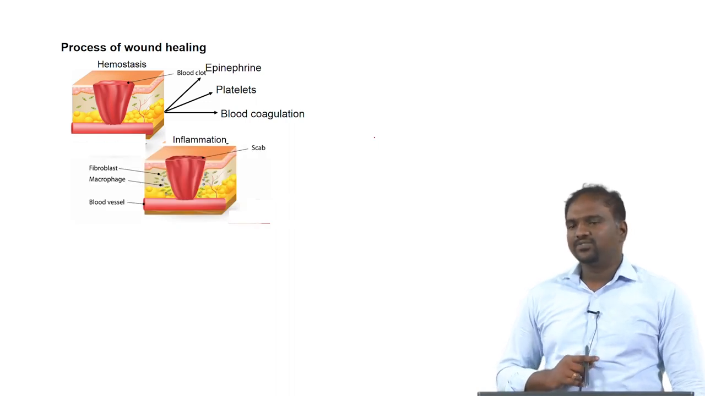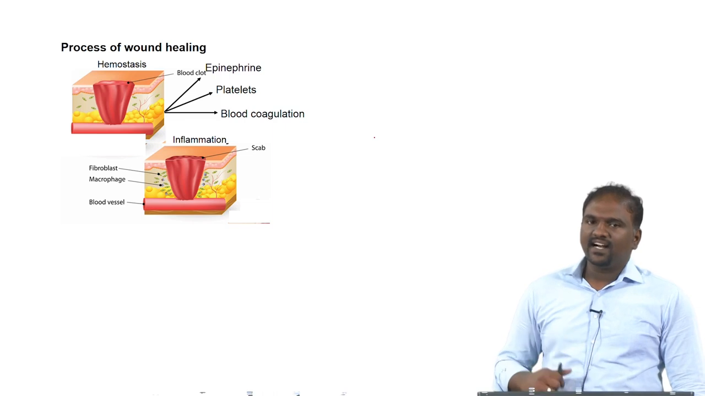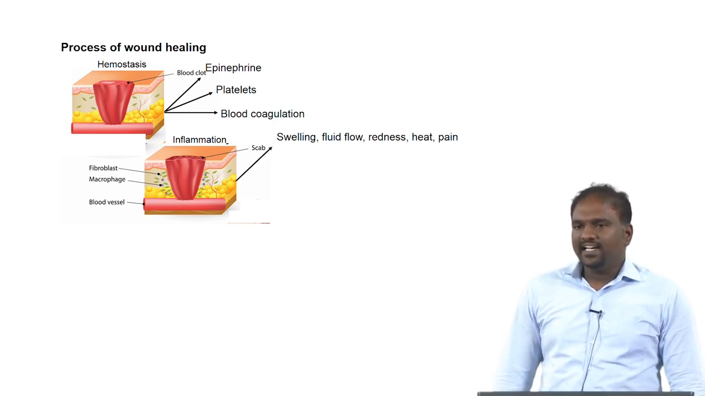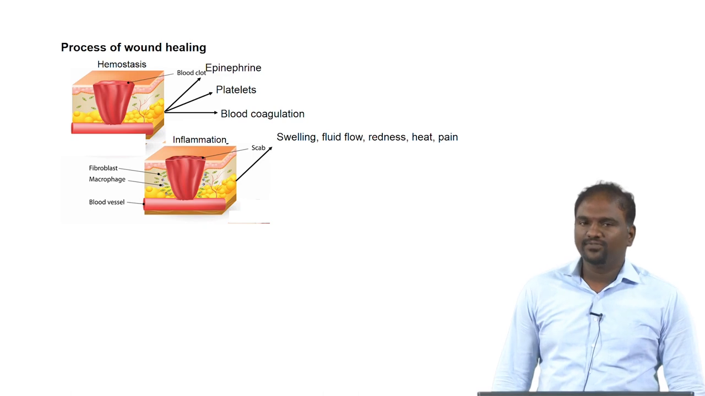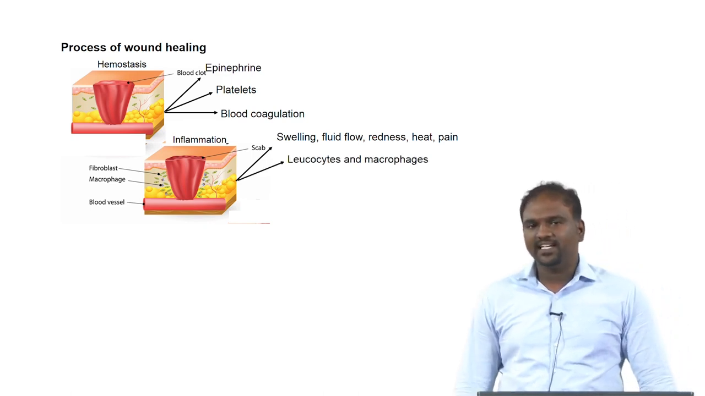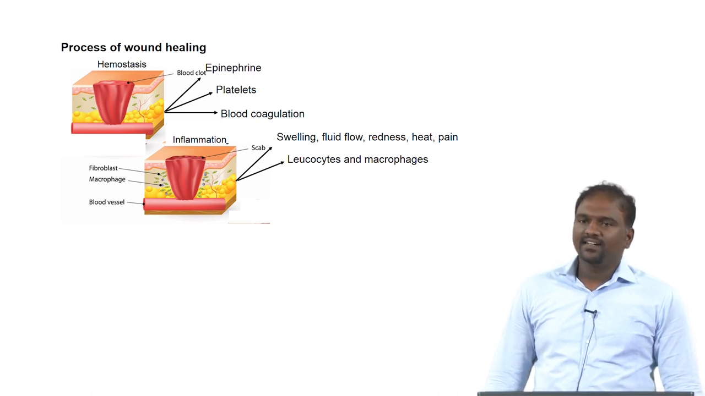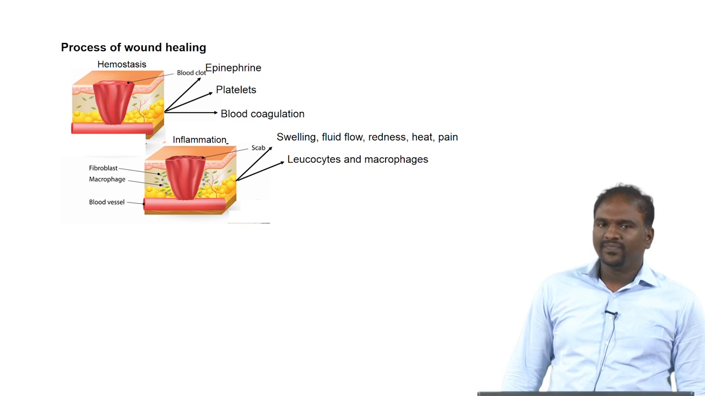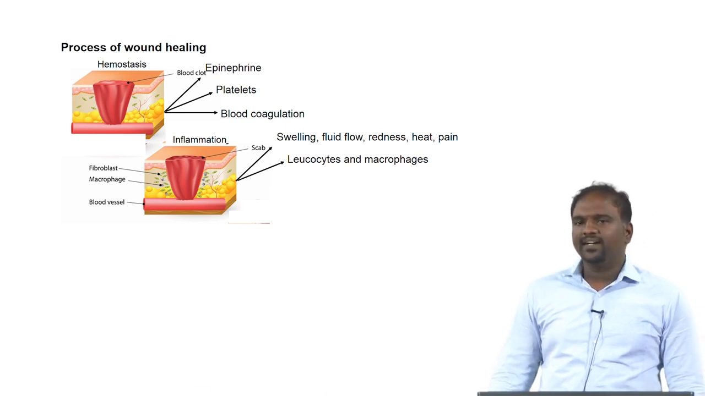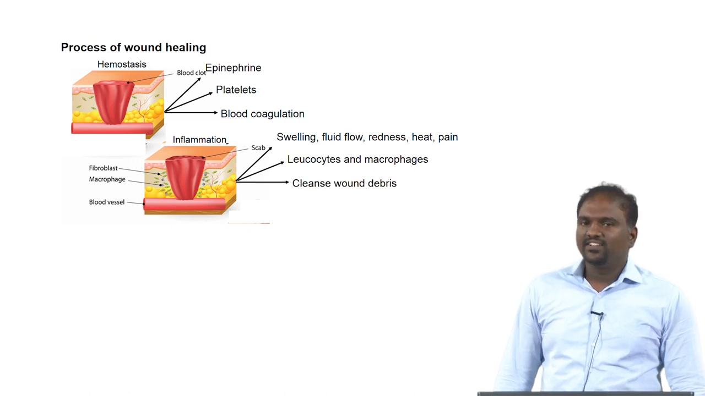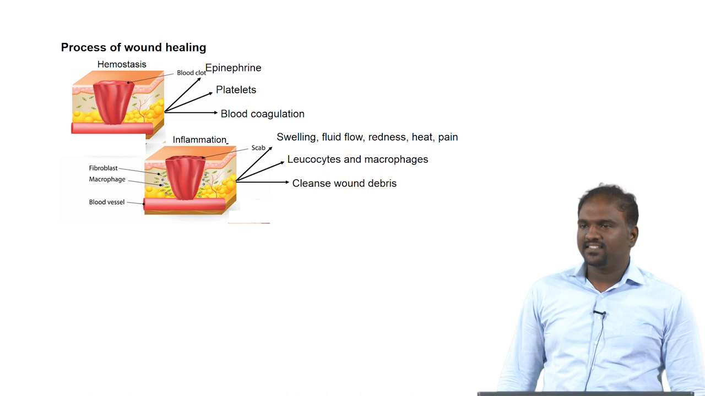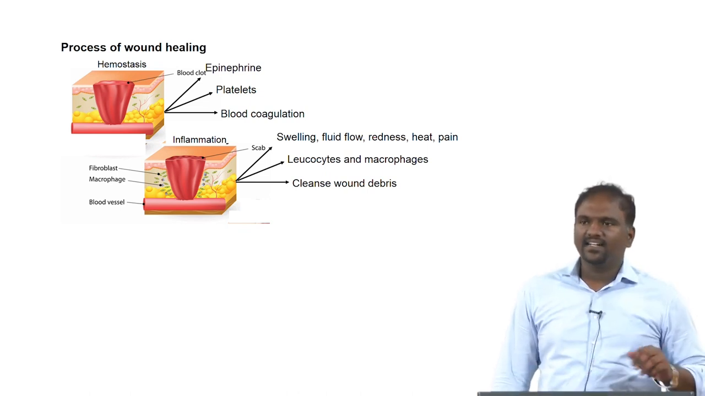The next step after hemostasis is inflammation. Once the blood starts coagulating, swelling and other things happen because of the inflammation. Swelling also produces heat, fluid flow becomes greater, and obviously pain also develops. Here the defense system also plays an important role. When there is a wound, foreign particles try to invade the body, so leukocytes and macrophages start developing at that site. The first mechanism is by leukocytes, which are then replaced by macrophages. The macrophages cleanse the debris of the wound.